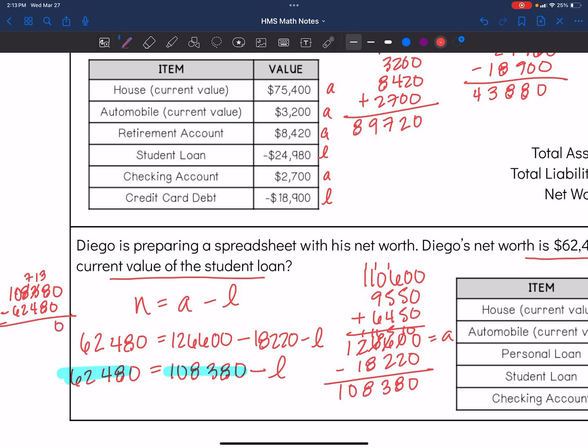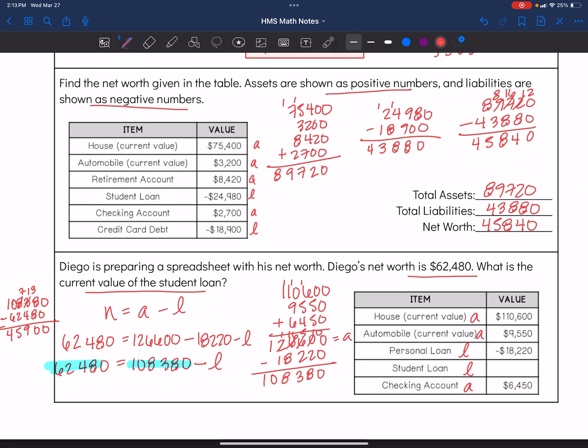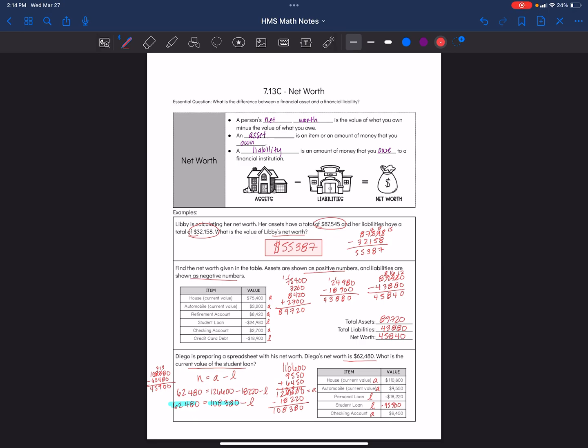All right, so 0 minus 0 is 0, 8 minus 8 is 0, 13 minus 4 is 9, 7 minus 2 is 5, and 10 minus 6 is 4. So 45,900 is my student loan. Okay, that was a lot, but really we still put together all of our assets. We put together the liabilities that we knew of, which was only one. We subtracted those two. Then we had to subtract that from my net worth to figure out what that last liability was worth. Cool. A lot of addition and subtraction, but I feel like that's good. Let your teacher know if you have any questions.